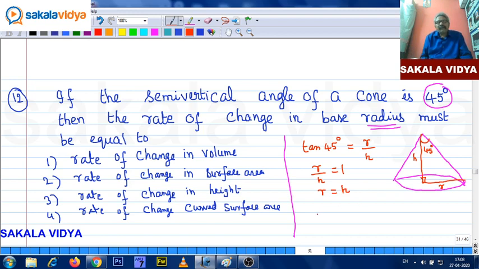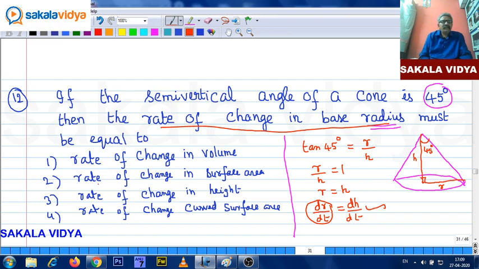Differentiate with respect to time. dr by dt equals dh by dt. Now, what do you say? That means the rate of change in the base radius is equal to dh by dt. That means rate of change in height, third option. So, I can't write big like this, because on the screen it will be good, I think so, right.